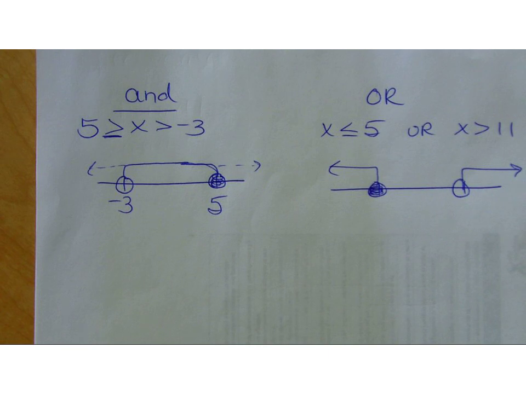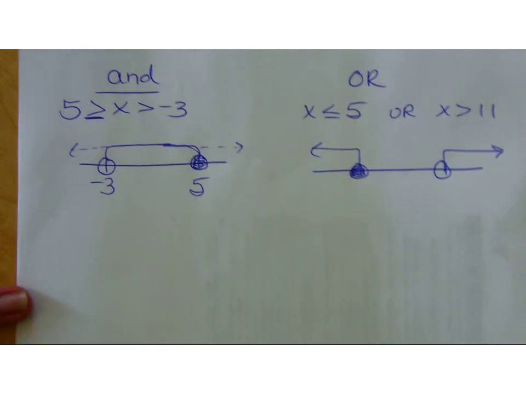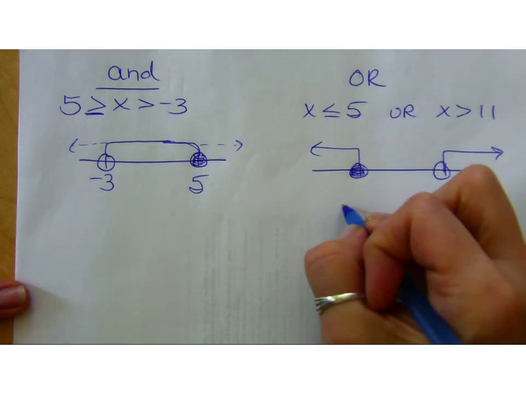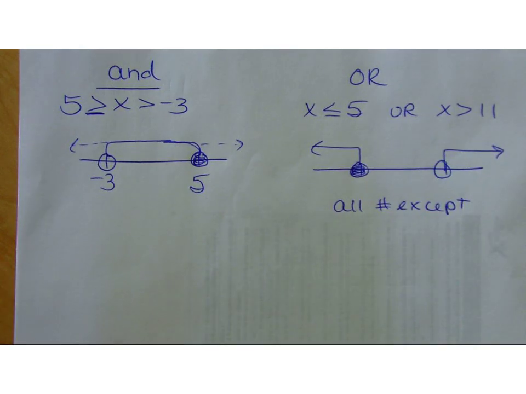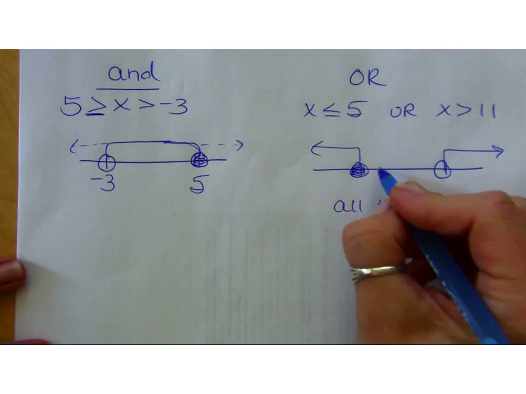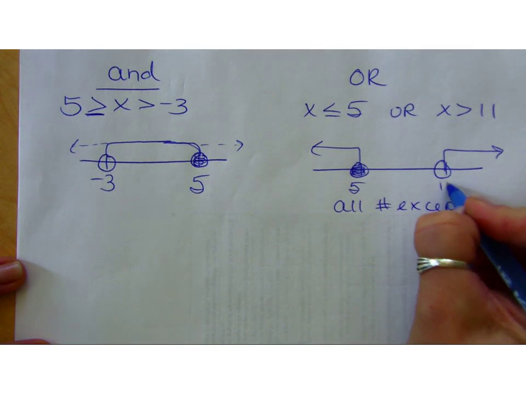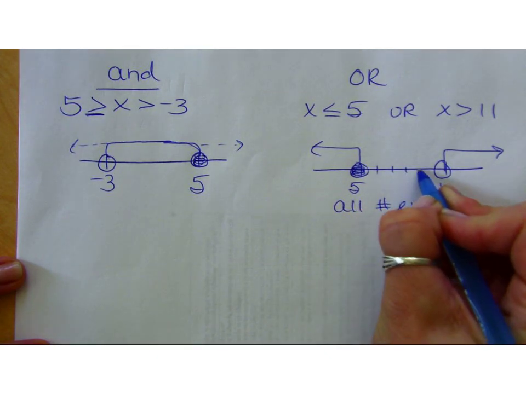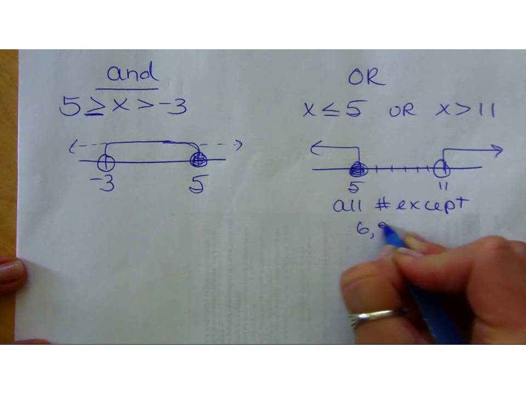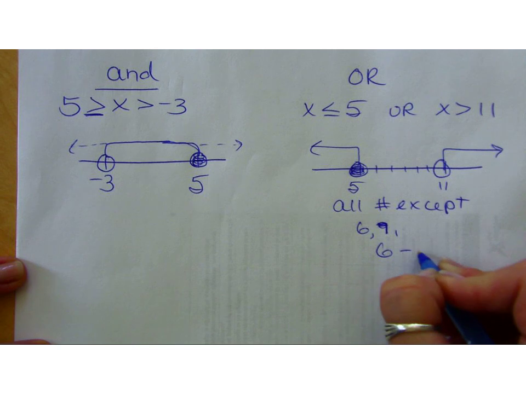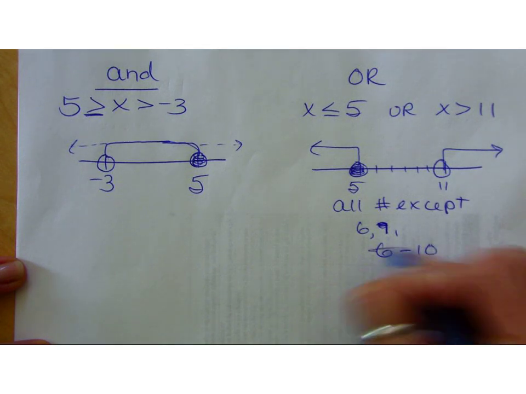We did talk about another slick way to write your answer. Does anybody remember how you could say some "or" answers instead of saying the numbers they could be, Denisa? All numbers except. Yes, you could say all numbers except. If it's a simple little set of numbers, like in this case, what are the only numbers it can't be if this is 5 and this is 11? It can't be 6, 7, 8, 9, 10, or 11. So you could list all those numbers out, or say it could be all numbers 6 through 11.